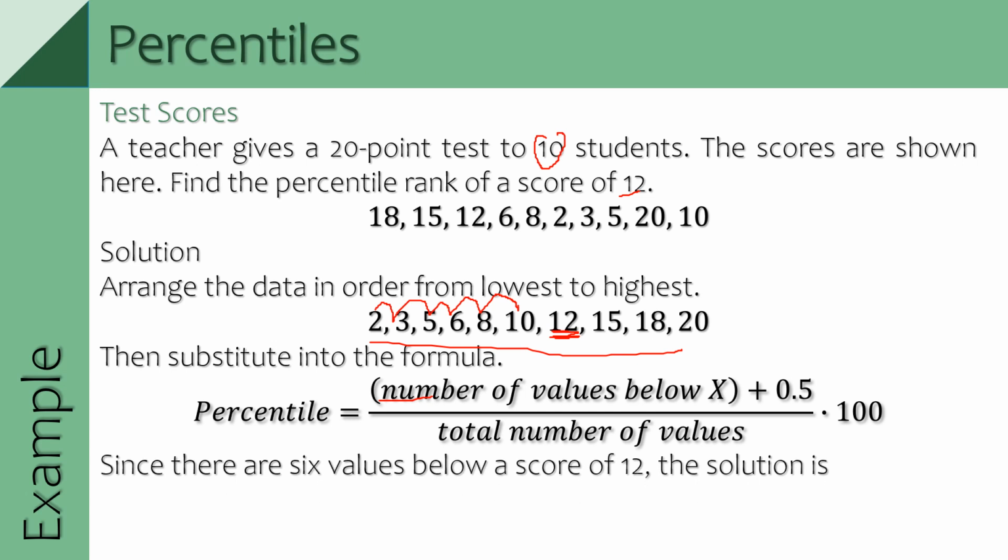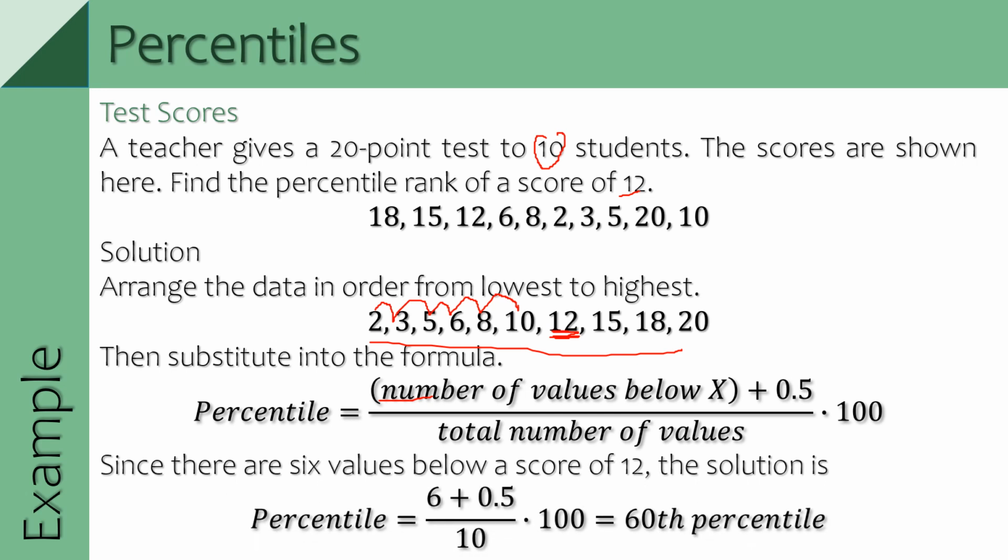We have percentile, okay, is equals to 6 plus 0.5 over 10 multiplied by 100 is equals to 65. Okay, so 65th percentile. So, ibig sabihin, etong 12 ay nasa 65th percentile position or rank ng mga scores na yan. So, that's the student who scores 12 did better than 65% of the class.